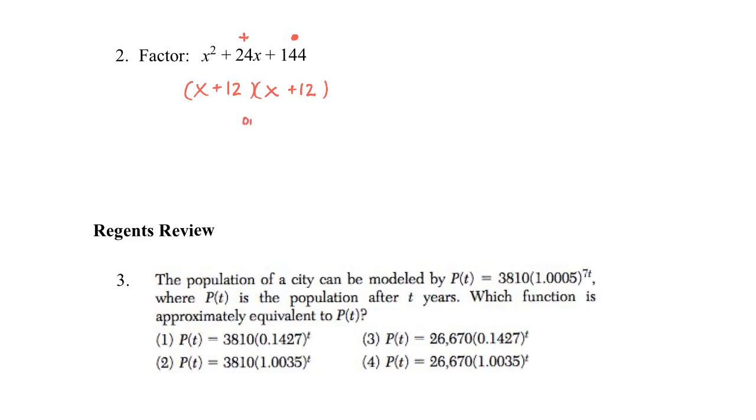And I just want to point out that when you have two things that are the same like this, you can write it the same way. If I had 3 times 3, I could write that as 3 squared. You could do the same thing here. I could write this as (x plus 12) squared. That's not a requirement. I'm just pointing it out to you. Okay, so moving on.